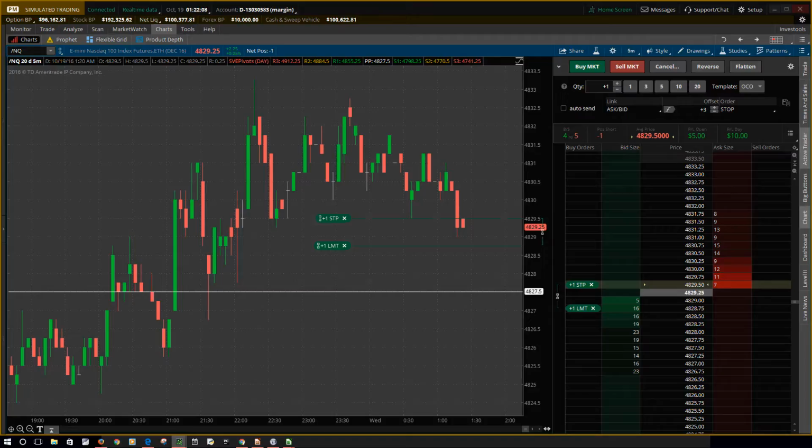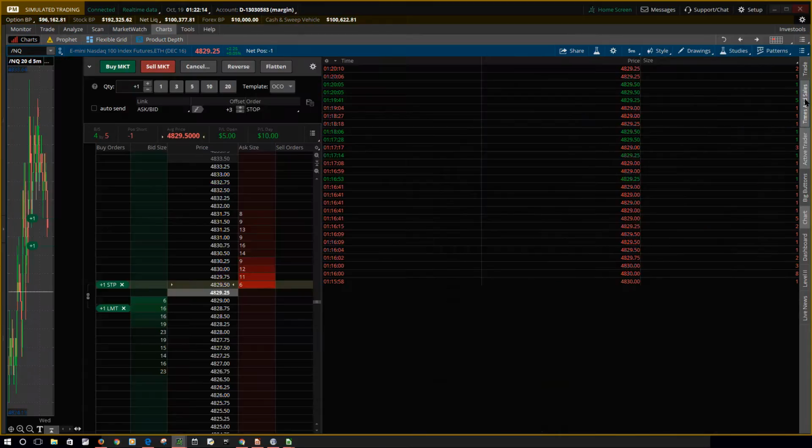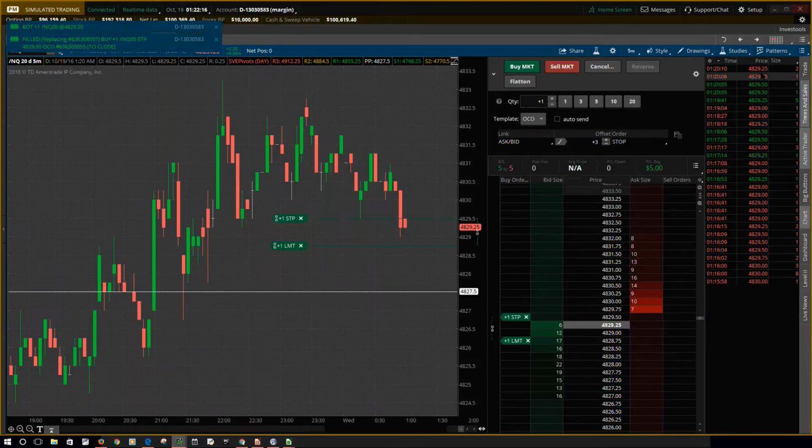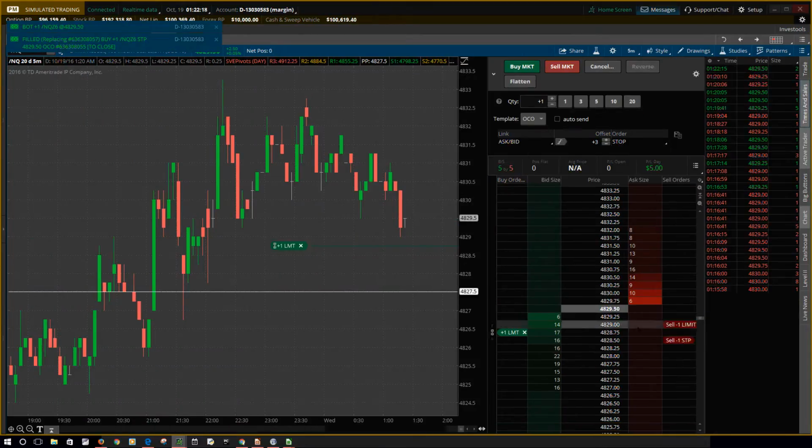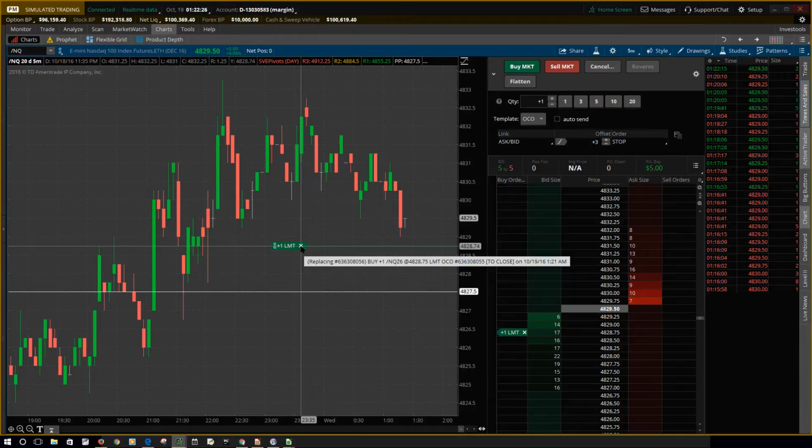And then once you do practice it on the paper side, as you can see, this order, although that's why a lot of times you see me with time and sales up, I like to see what prices are actually executed. Okay, that order was filled, and that's what I was kind of wondering. That's what I noticed earlier. On the paper side, these link orders are not working. But on the live side, it does work, where both of them would be canceled. So right now, I'm going to go ahead and cancel that.